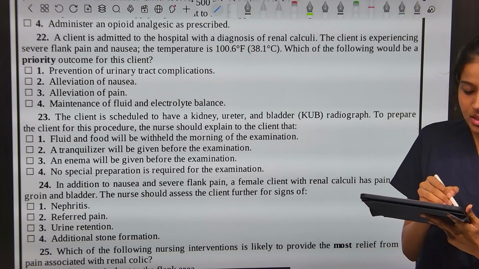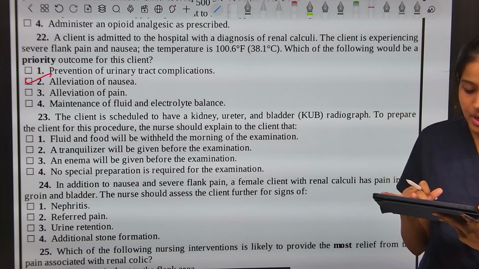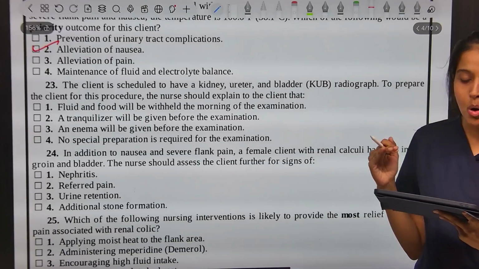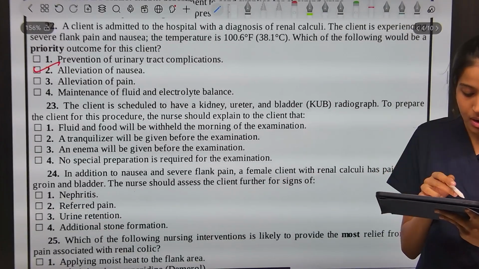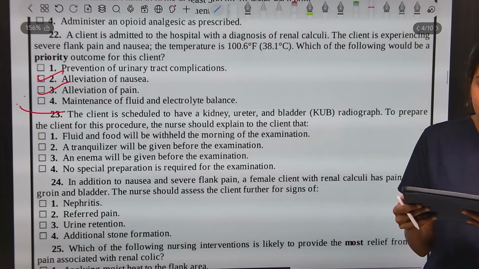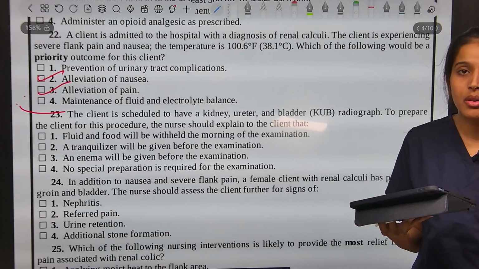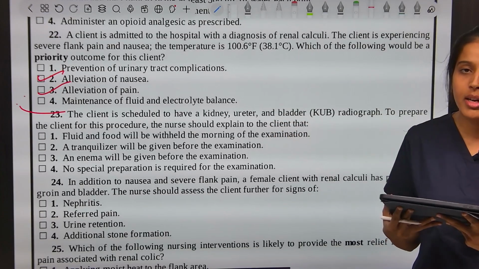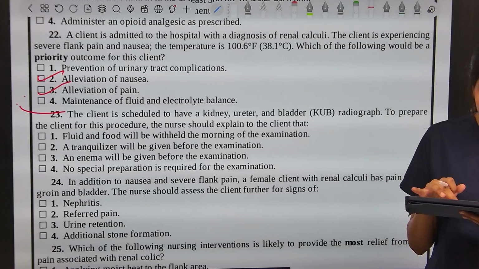So in this case, answer number second will be the correct answer. The alleviation of pain, I mean answer number 3 is correct, because in the renal colic pain we have to reduce the pain. Reduction of pain is our first priority in the colic pain.